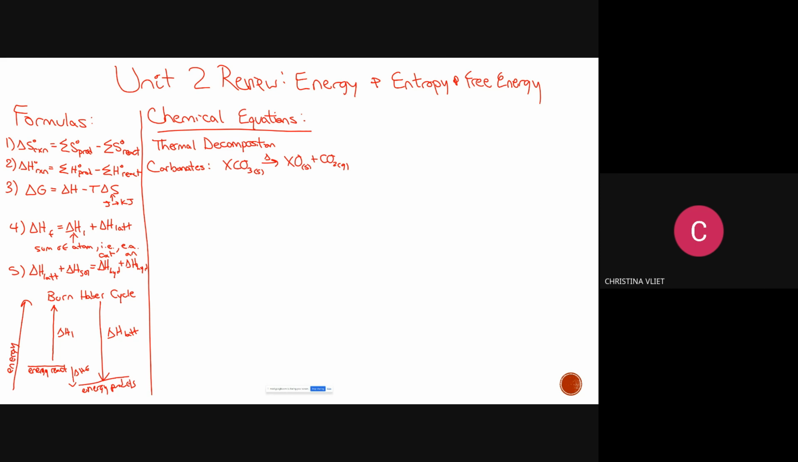Thermal decomp. The next one is nitrates. XNO3, 2, triangle, XO plus NO2 plus O2, and we did have to balance this one. It will be 2 here and a 1/2 here to balance. Thermal decompositions. Don't worry, we'll get to the trends about them later on the other page. Now it's just equations.